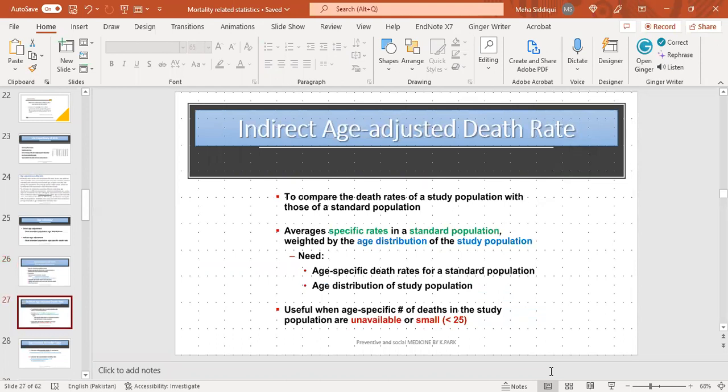Then comes indirect age-adjusted death rate. To compare the death rates of a study population with those of a standard population, it averages specific rates in a standard population weighted by the age distribution of the study population. So it needs age-specific death rates for a standard population and the age distribution of a study population. It is useful when age-specific number of deaths in the study population are unavailable or small, that is less than 25.